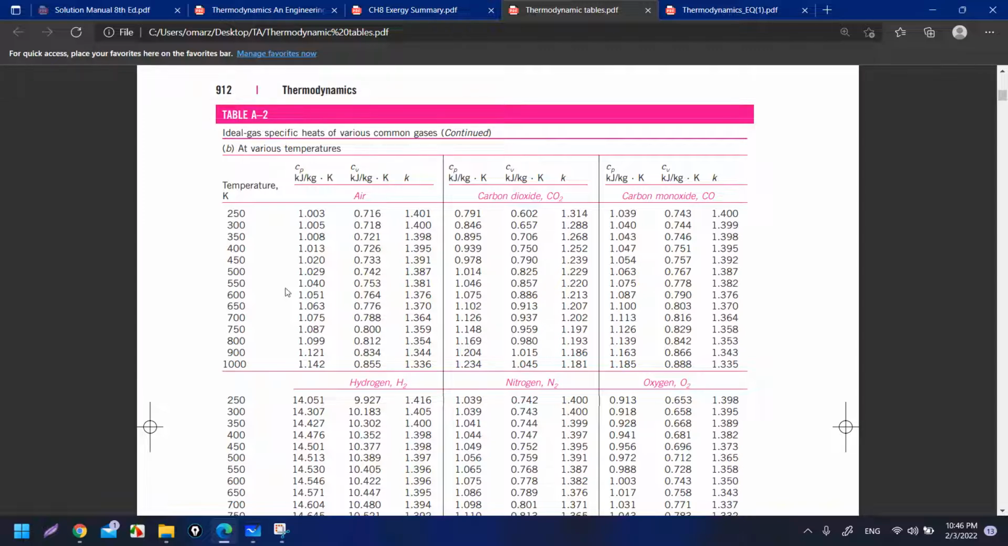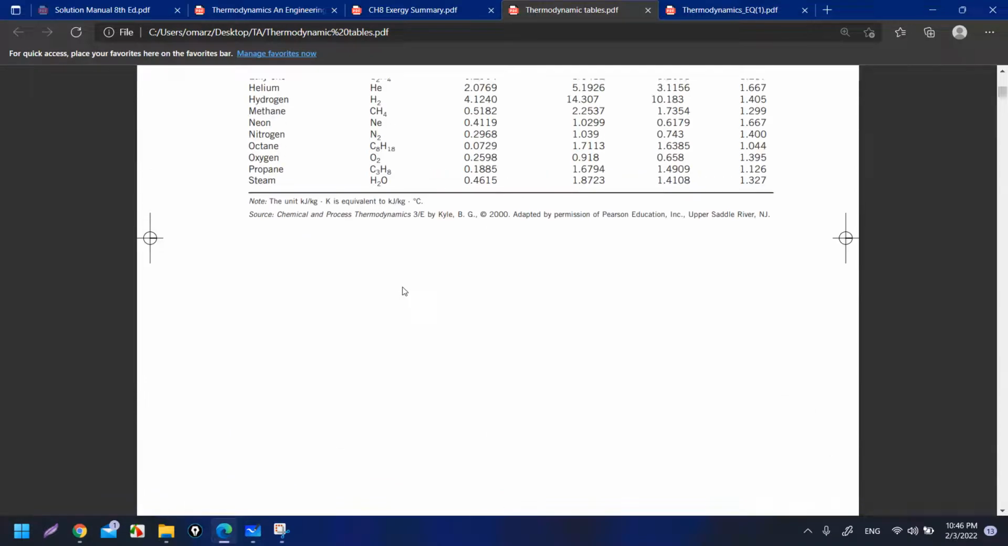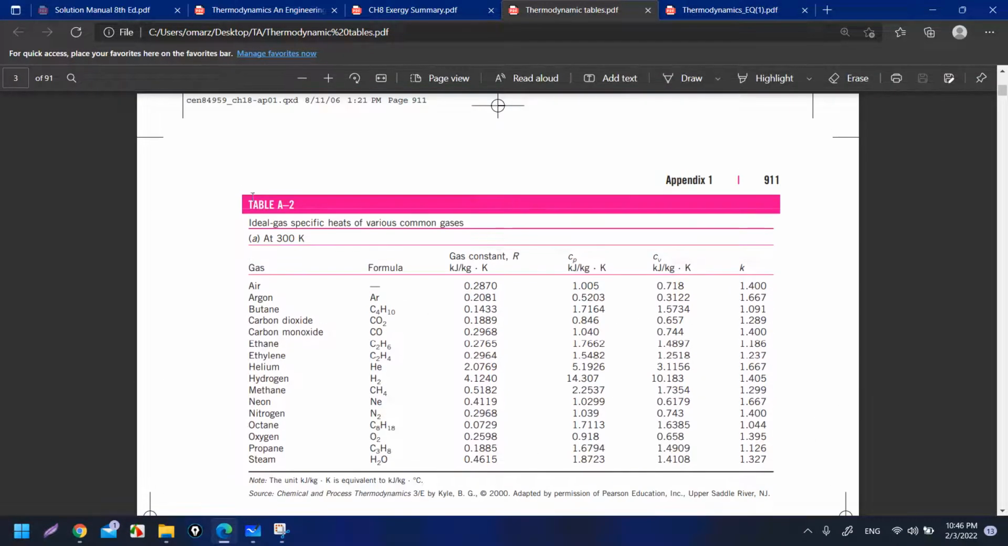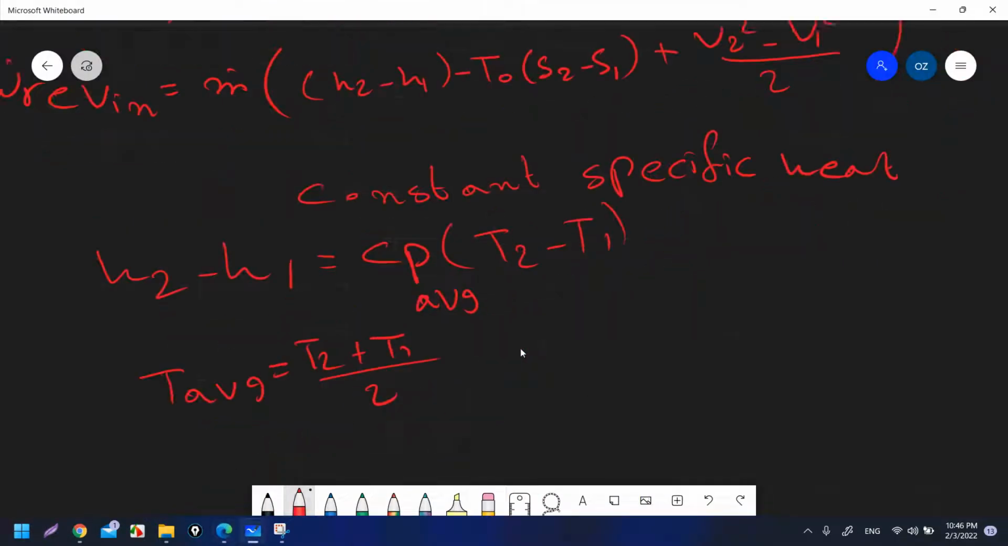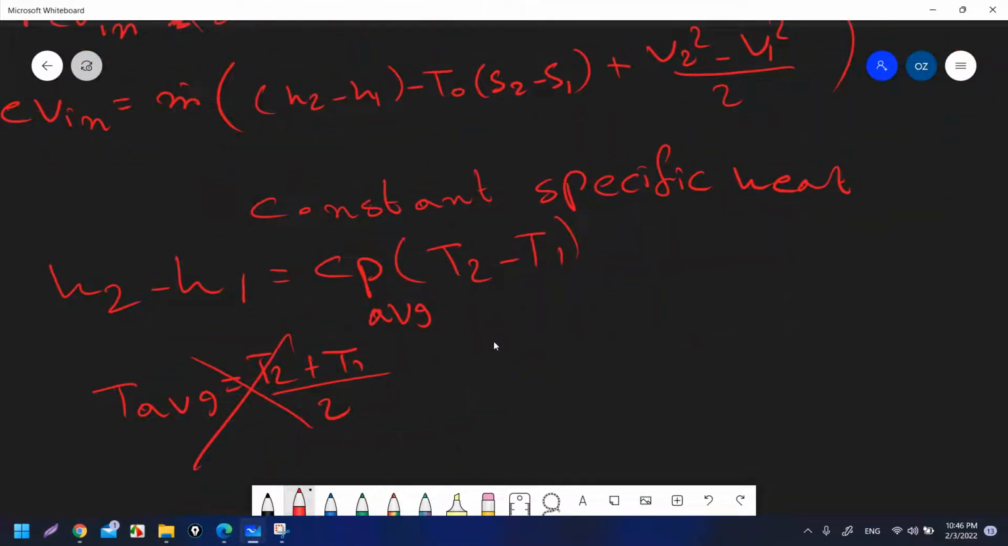But here for argon you don't have another choice. You don't have a table for various temperatures for argon, so you will use the Cp given in table A2a, 0.5203. So here I cannot use this equation, I don't have a table. 0.5203 is Cp. T2 and T1 are given in the question, 530 minus 30 degrees Celsius, I think. Yes.